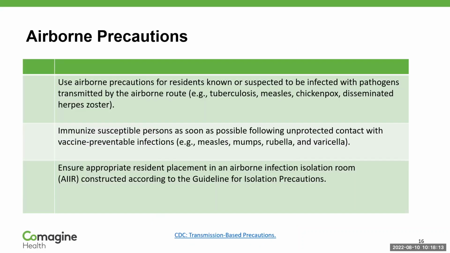Now, the next section is airborne precautions. Airborne precautions are a little trickier because this would include people who have diseases such as active tuberculosis, pulmonary tuberculosis, measles, chickenpox, which is very infectious, and chickenpox hangs in the air for quite a while, and also disseminated herpes zoster.